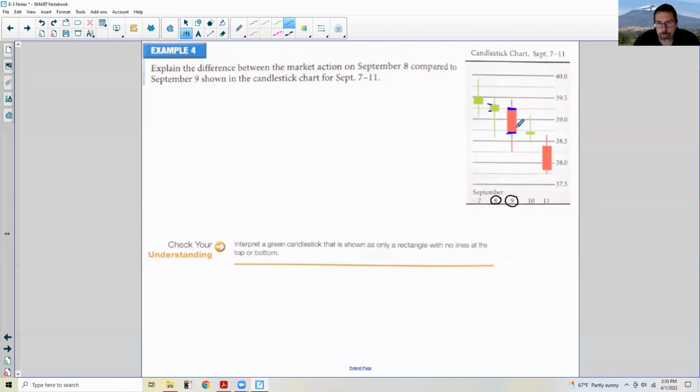Well, the larger the body of the candle, the bigger the move. And the wicks really don't mean much if you're trading over a period of time. The wicks mean a lot if you're day trading. If you are a day trader and the stock opens here and you sit patiently and you watch it go down and you watch it go down and you say to yourself, if that gets to 38.75, I'm buying it.